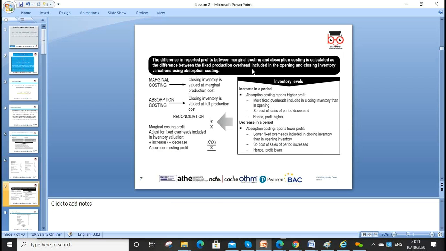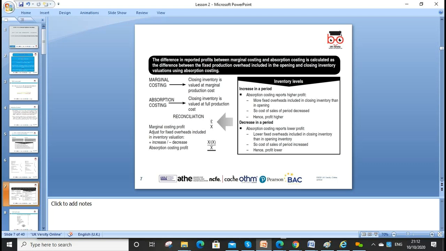Next, under marginal costing, the closing inventory is valued at the marginal production cost, and under absorption costing, closing inventory is valued at the full cost, where both fixed and variable costs are included. So if inventory increases in the period, absorption costing reports a higher profit, because more fixed overhead is included in the closing inventory. If you use the absorption costing method, your profit can be higher, because the closing inventory absorbs both fixed and variable cost and the closing inventory value will be higher.